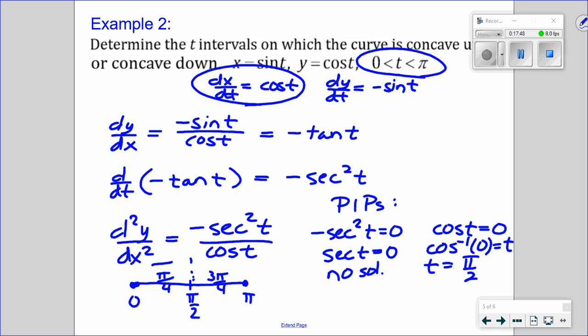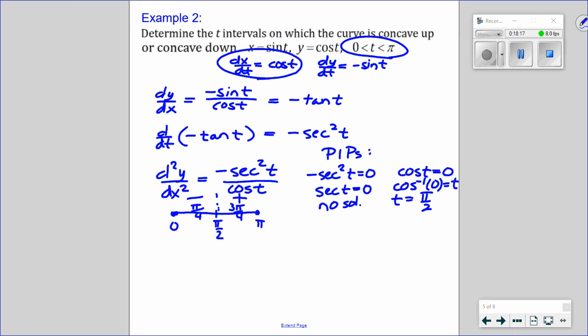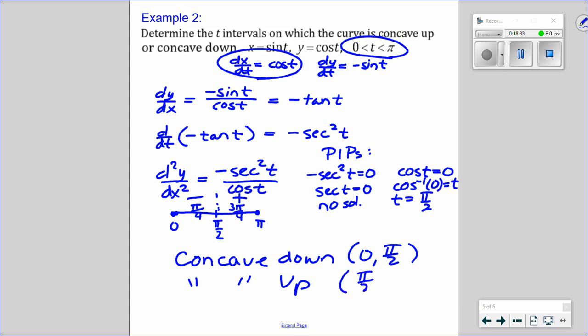And then pi over 2 to pi, that's quadrant 2. So in quadrant 2, secant and cosine are both negative, because secant is the reciprocal of cosine. But because we're going to square the secant, that would end up being positive, but then we're going to multiply it times the negative. So in the long run, we'll end up with a negative over a negative, which will be positive. Okay, so we basically have our answers, finally. So we know that this curve is concave down from 0 to pi over 2 and is concave up from pi over 2 to pi.